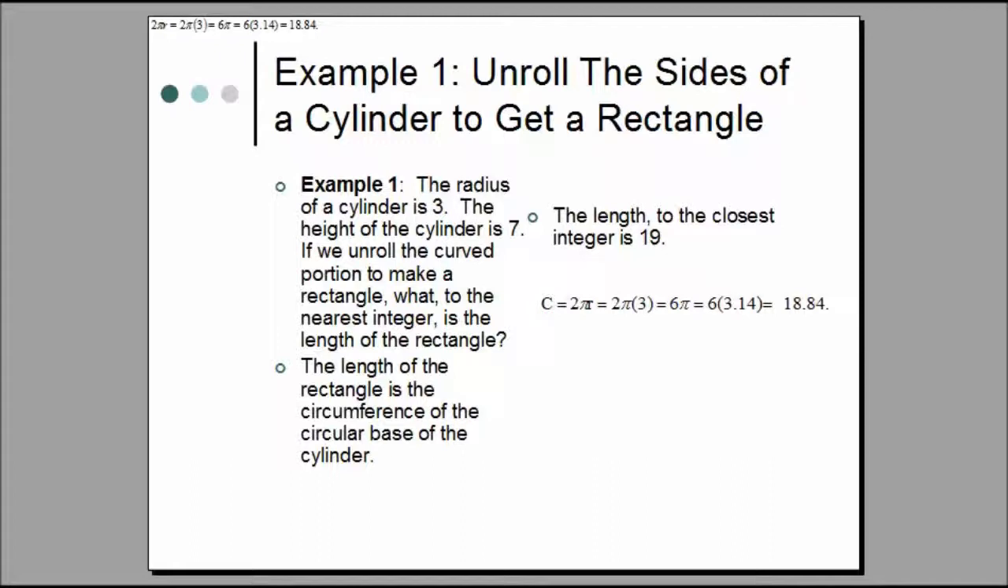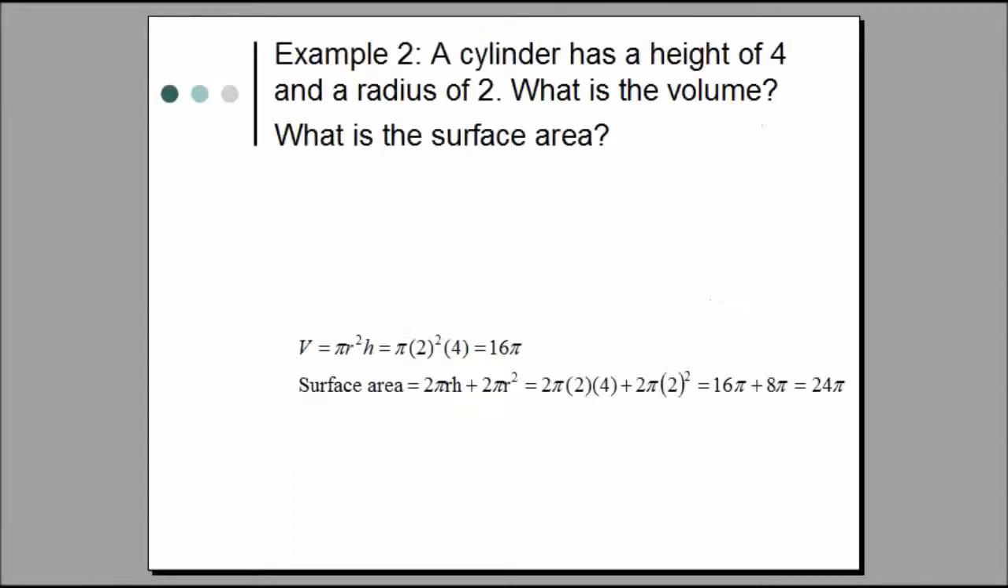To find that circumference, we substitute into the circumference formula c equals 2 pi r. Since the radius of the cylinder is 3, that's 2 pi times 3, which is 6 pi. Using 3.14 as an approximation for pi gives us 6 times 3.14, which equals 18.84. To the nearest integer, the circumference of the circle and the length of the rectangular piece is 19.